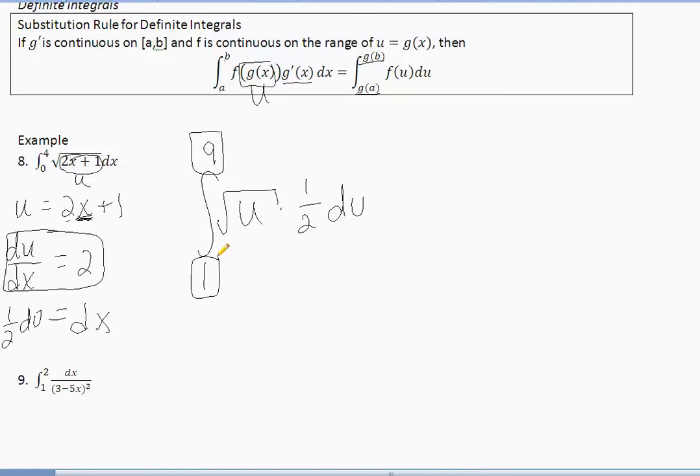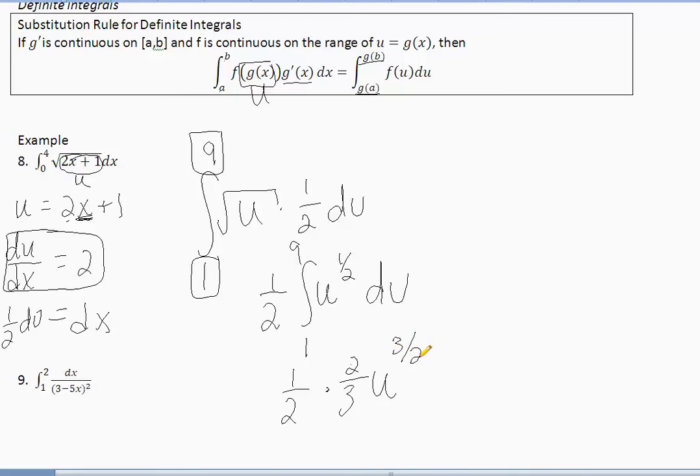Now what? You're going to do the same thing. You're going to bring the 1/2 in front. I'm going to write this as 1/2, and now it just becomes a definite integral like we've just done. So I'll leave the 1/2 there times the antiderivative of u to the 1/2, which would be 2/3 u to the 3/2. I don't need the plus c because I'm going from 1 to 9.